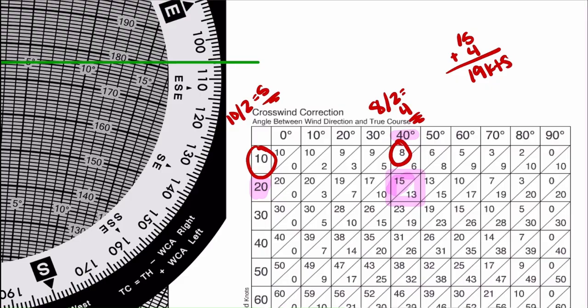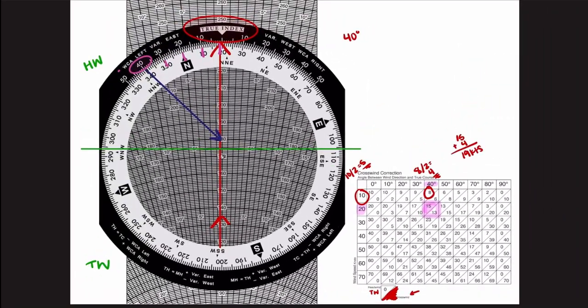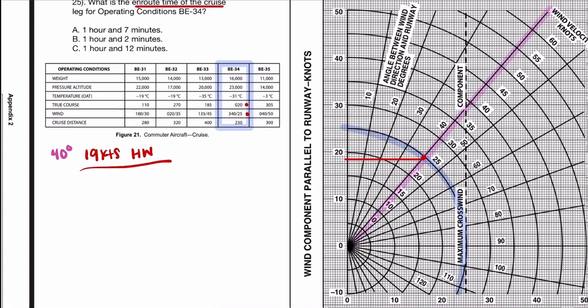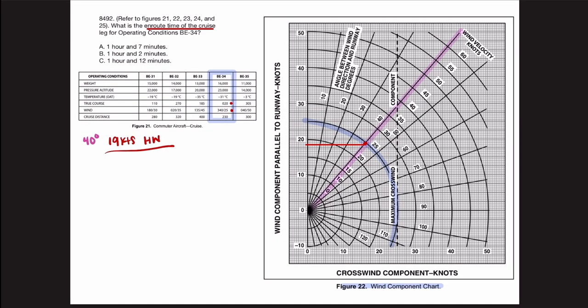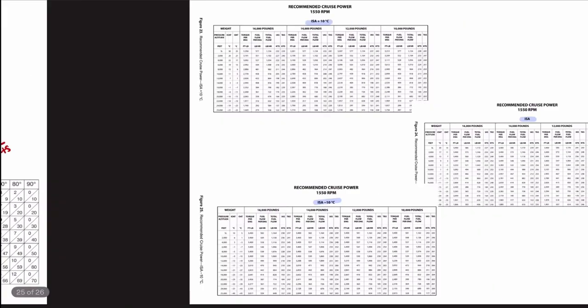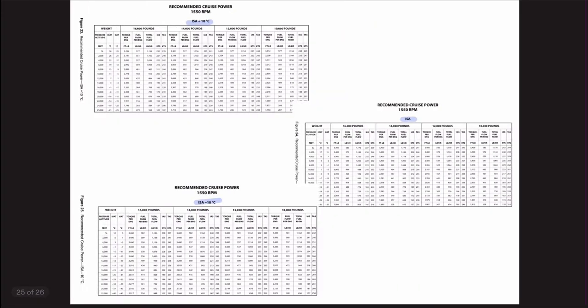And you can see that I get 19 knots using this method and I get 19 knots using the chart. So either of these methods work totally fine. You can choose whichever one you feel is the simplest. So once we figured out the wind component, we can go ahead and move on to determining which chart we're going to use. Now, in order to figure out which chart we're going to use, we need to figure out if we are ISA minus, ISA exactly, or ISA plus.